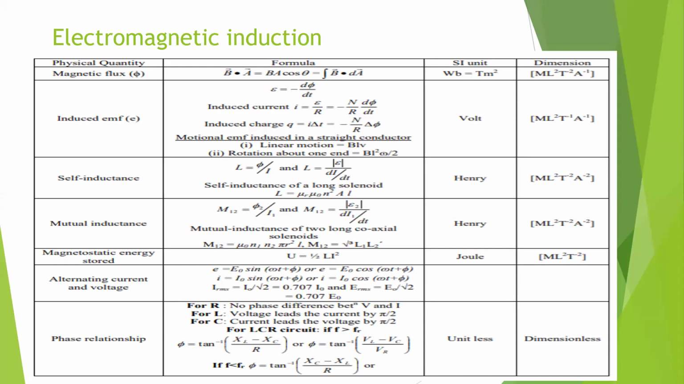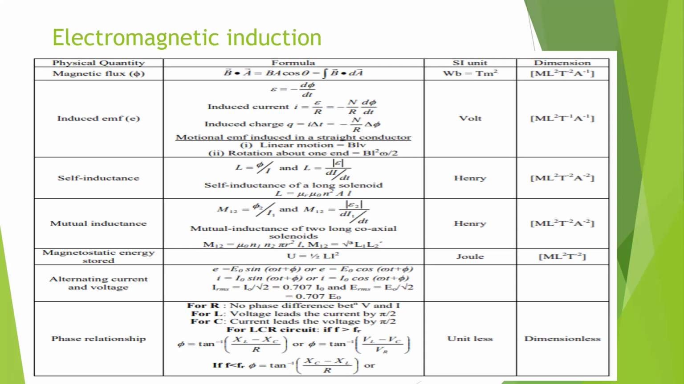In this session, we'll be dealing with electromagnetic induction. These are the basic equations: magnetic flux is B dot A, that is BA cos theta, which is equal to the integral of B dot dA. The SI unit is Weber, which is equal to Tesla meter square. Its dimension is M L square T to the power minus 2 A to the power minus 1.